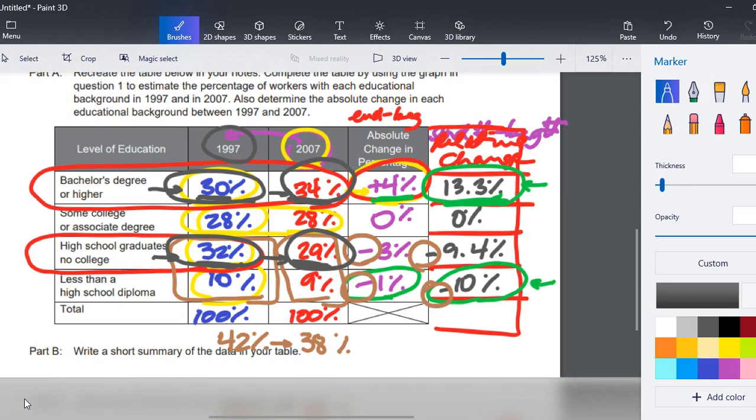There is change happening, and it appears more of the people in the workforce have bachelor's degrees and fewer are just high school graduates with no college. Something that you could note, but many other things that you could write down. So pick something to write down and write it down.